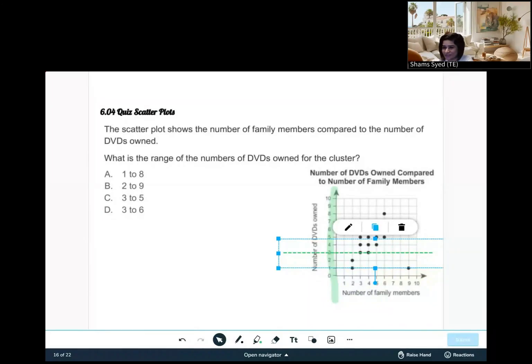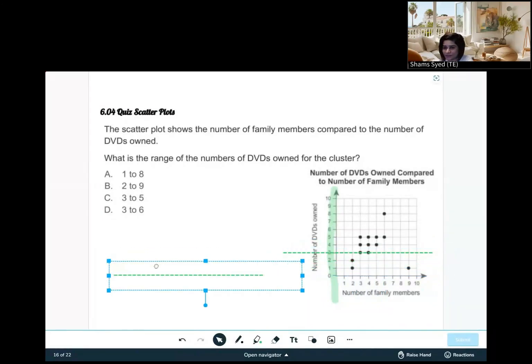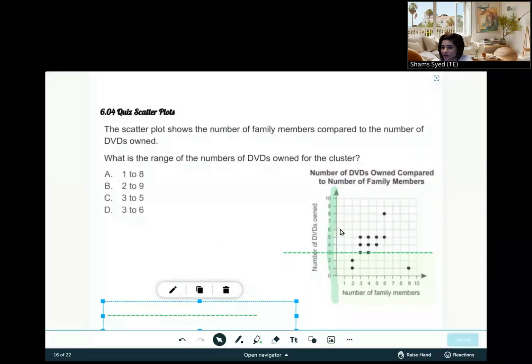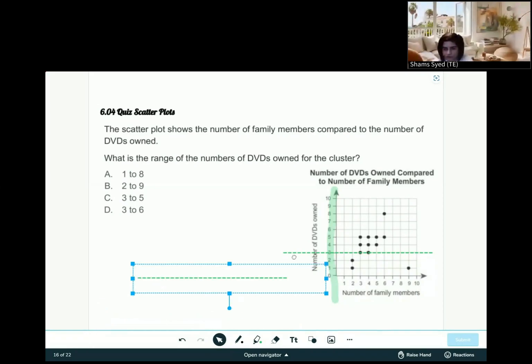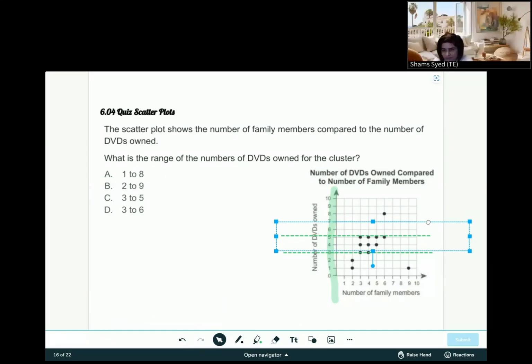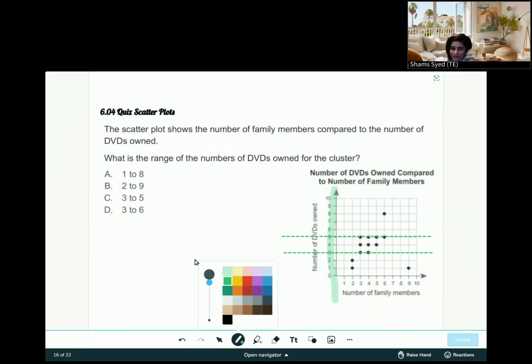Okay, that is where I had number 1 I was talking about. Range are the Y values. Notice where most of the dots lie. Most of the dots are lying above the green line that says Y is 3. Well, those dots are confined. Most of your clustered dots are confined between 3 and 5. Andromeda says C looks right. Okay, for range. Let's look at the next one.